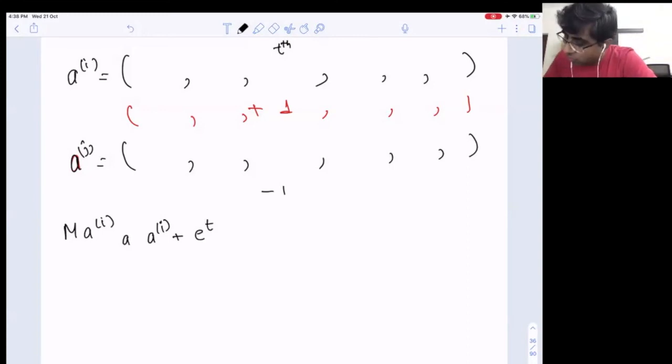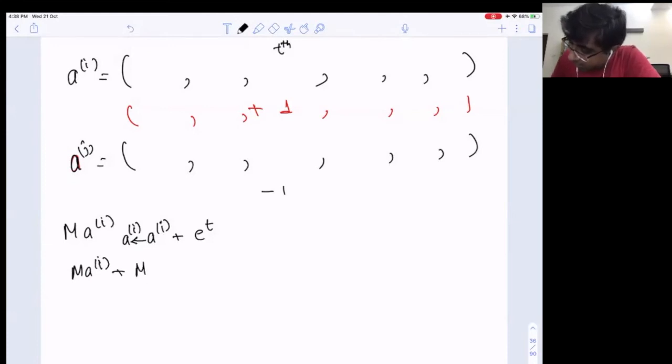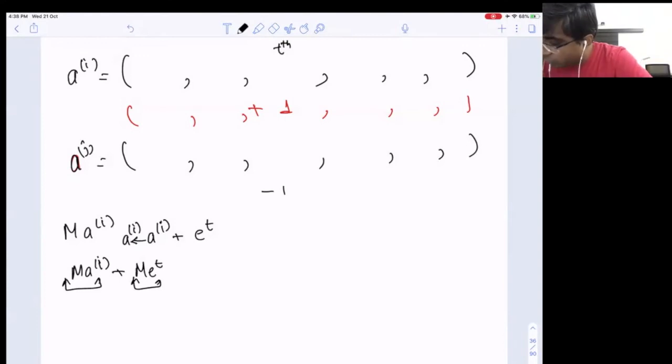Agreed? This is what the new vector is, like new A of i. So now what do we need to compute? We need to compute M of A of i plus M of E of t. This we have, and we would like to compute M E t because this is a linear matrix. Now, how can I compute M E t?